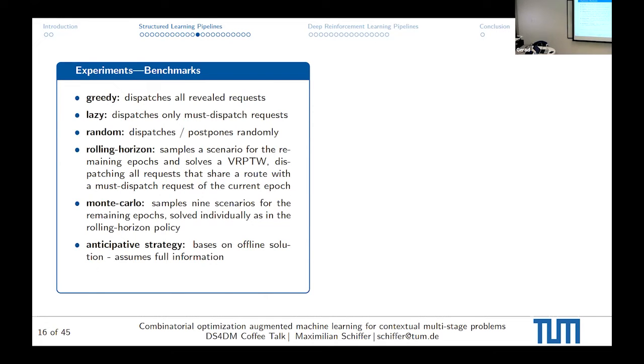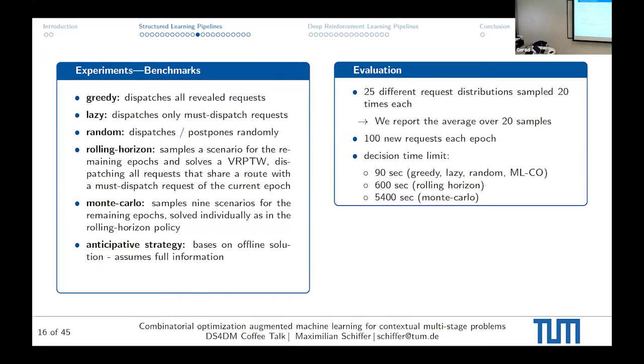And then we compared it to different benchmarks. One would be just greedy dispatching, lazy dispatching, random dispatching, standard rolling horizon approach, and Monte Carlo approach. And as an upper bound, just assuming full information, solving in hindsight and seeing how long, right? So this is basically what we compare to.